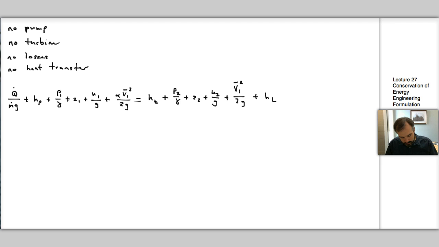And now we're going to look at our special case here. So no heat transfer. That means that this term is 0, right? There's no pump, so this is 0. If there's no change in the heat in the system and no heat transfer, then we can say U1 is equal to U2, so those terms cancel. Then we can say that there's no turbine, so that's 0, and there's no head losses, that's 0. And rewrite it again.